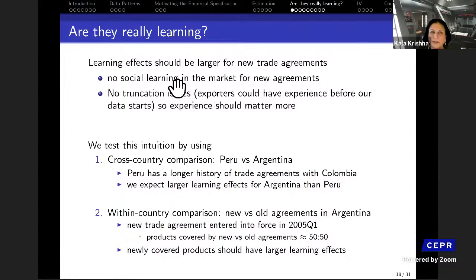This is the social learning idea: if it's been around for a while, then you sort of picked it up even if you didn't have a lot of learning. The second thing is a within-country comparison. With Argentina, new products entered in the first quarter of 2005, and about 50 percent of the products covered afterwards were new. So newly covered products should have much larger learning effects because, by definition, you can't have had learning for these products earlier. So this is our attempt to convince you that this really is learning.